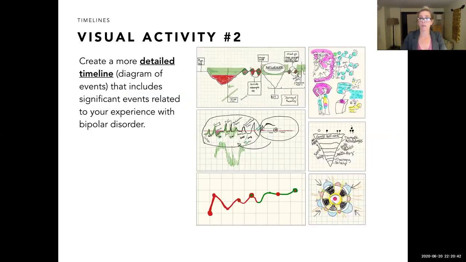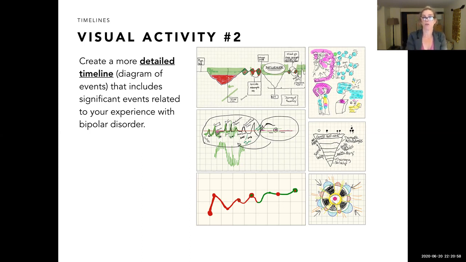For the second activity, participants created a more detailed timeline, or a diagram showing a sequence of events in their life and how they relate to each other. Participants were encouraged to freely interpret this instruction and were reminded that there were no wrong responses.